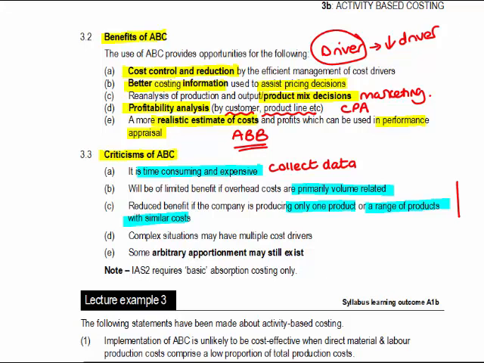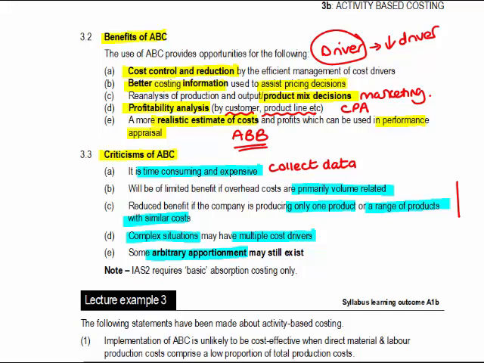There's a problem when we've got particularly complex situations where there might be multiple cost drivers. So when we're asking, well, what causes this? It might be more than one thing. Now, in that case, we may have to make an informed decision as to which is the best cost driver to use. And there's going to be some overheads that don't really fit nicely into a cost pool at all. And that means that we've got still a little bit of arbitrary apportionment that may still exist.